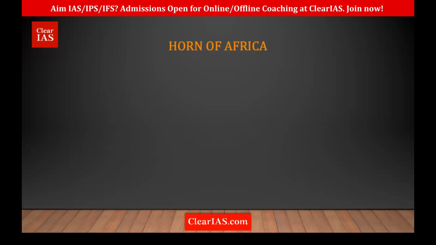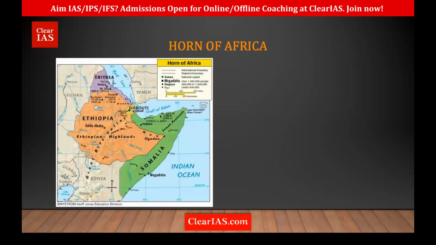Next, we'll see the Horn of Africa. So what is the Horn of Africa? Like the one horn of a rhino, Africa also has a horn. It's here. We have seen this region when we spoke about the Red Sea, Gulf of Aden, etc. Which are the countries that are part of the Horn of Africa? We have Eritrea, Ethiopia, Djibouti, and Somalia. These four countries are part of the Horn of Africa.